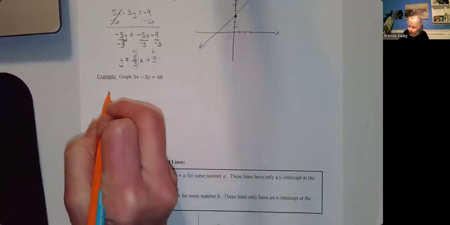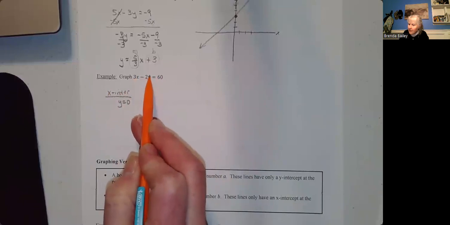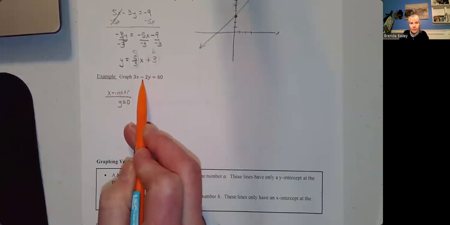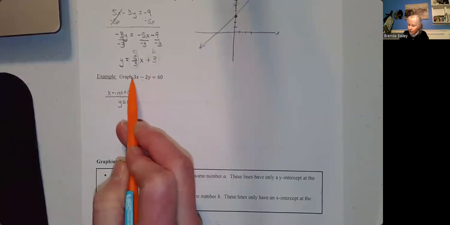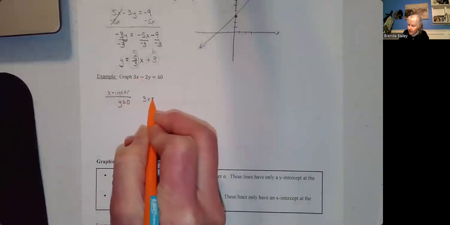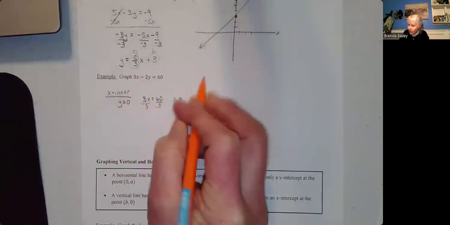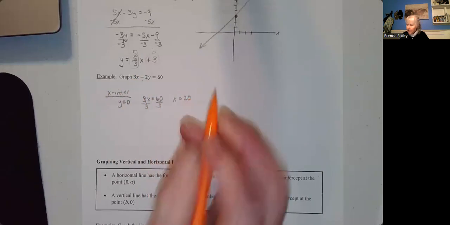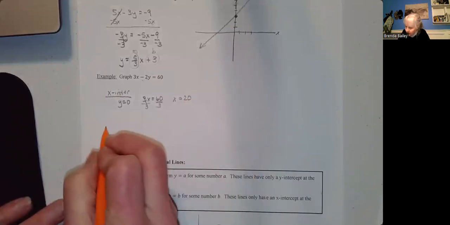We're going to do the x-intercept by making the y equal to 0. When you make the y 0, this term disappears because -2 times 0 is 0. That leaves you with 3x equals 60. Divide by 3 both sides. X is equal to 20. That's where it hits the x-axis at 20. So you'd make a dot on the 20 on the x-axis, and we'll do that here. But let's go ahead and find the y-intercept, and then we'll just do them both.